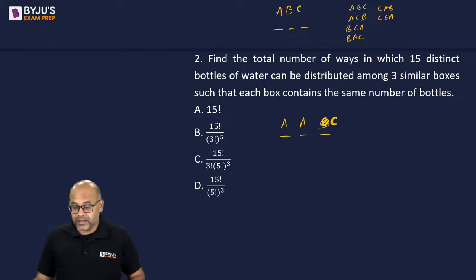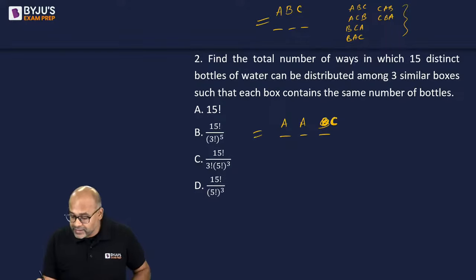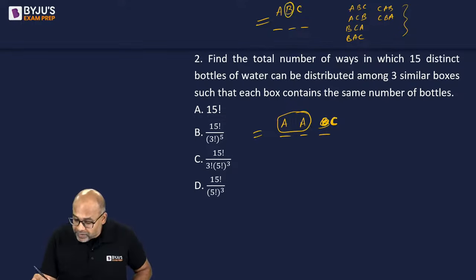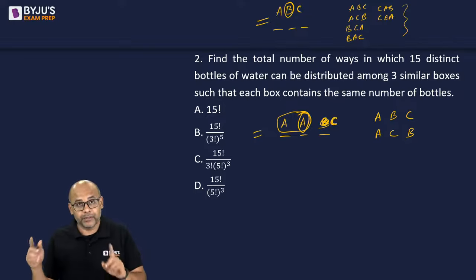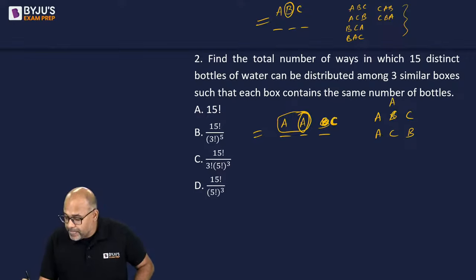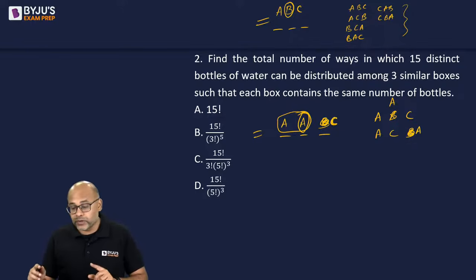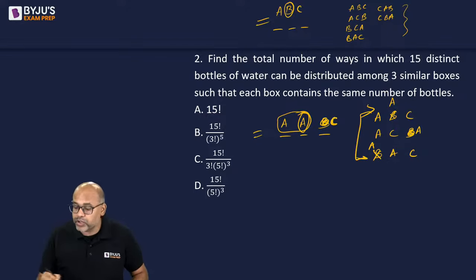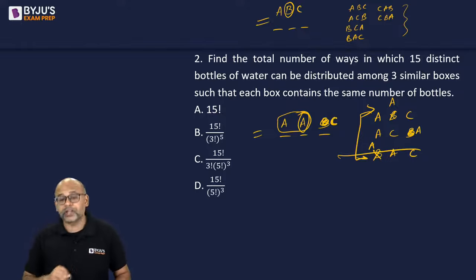Now, the problem here is, if you go by the same logic, the difference between here and here is 2 A's are looking exactly the same. So compare this B with this A. Ideally it should have been A, B, C and A, C, B, 2 different things. But because this B is A and this B is A, now when you look at AAC, these are 2 different things. But also look at BAC. This becomes AAC. These 2 are going to be the same, so you will not count it again.